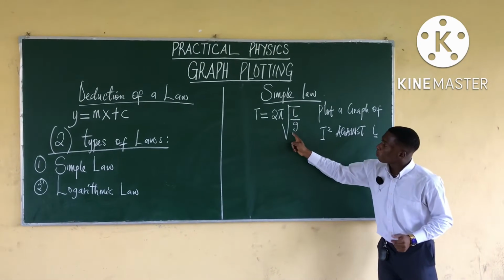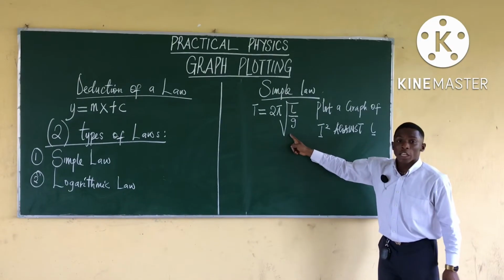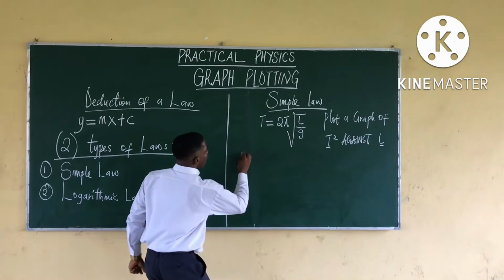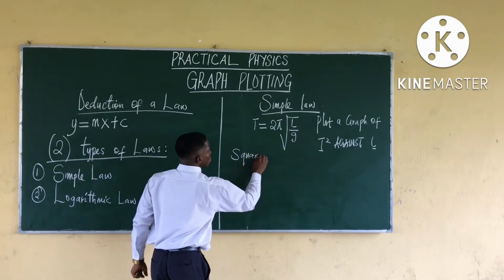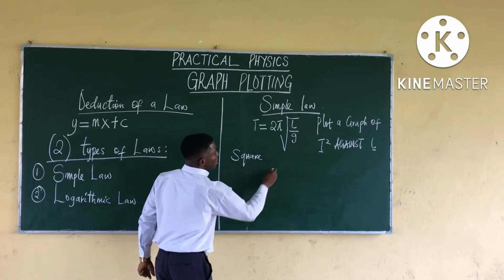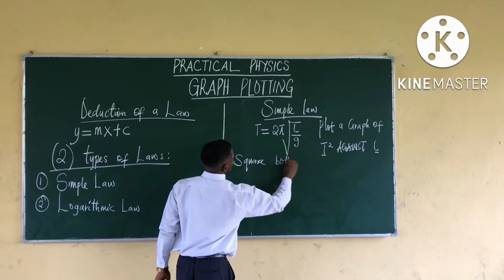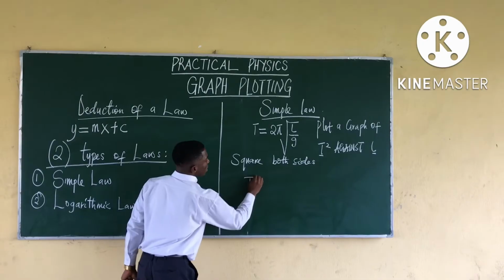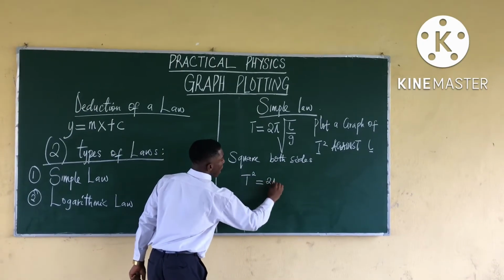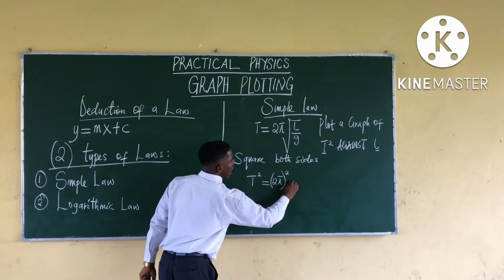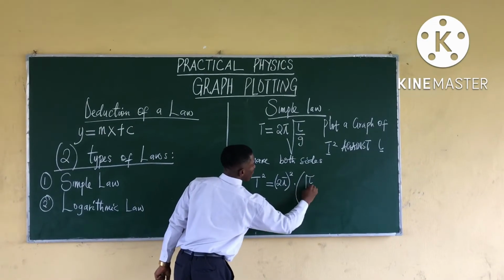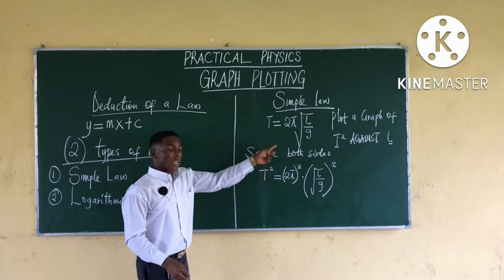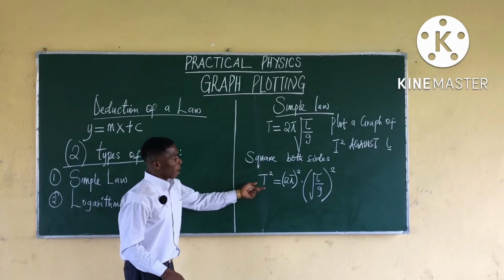Now, the first thing to do, since I have a square root sign, is to remove it by squaring both sides, the left and the right hand side. If I square both sides, I have that T squared is equal to 2 pi all squared times the square root of L over G all squared. Now, after squaring both sides, you have this.